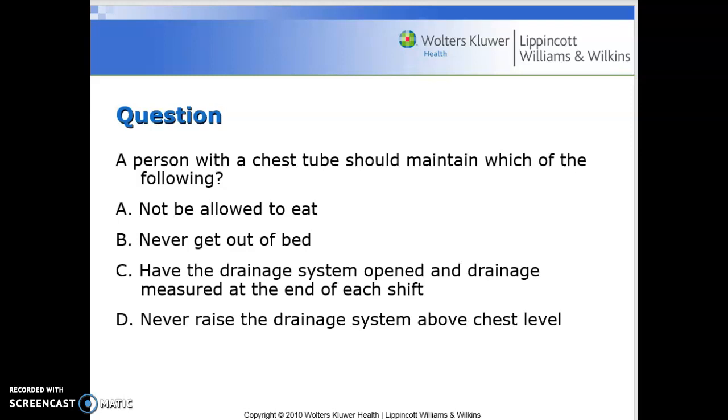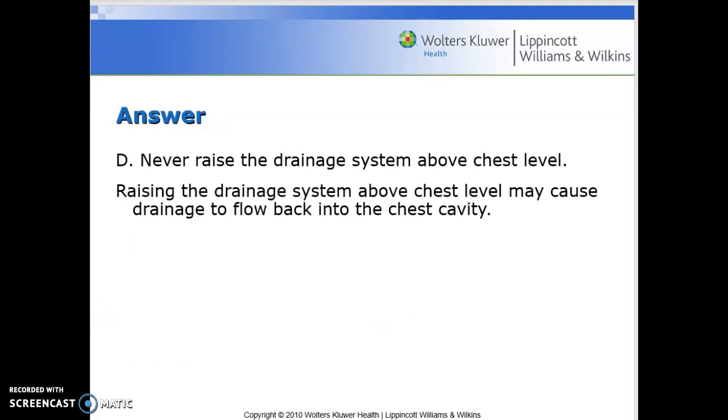A person with a chest tube should maintain which of the following? That would be D. We never raise the chest drainage system above chest level, okay? It could allow that fluid to move back into that chest cavity, which in turn could cause those lungs to collapse again.